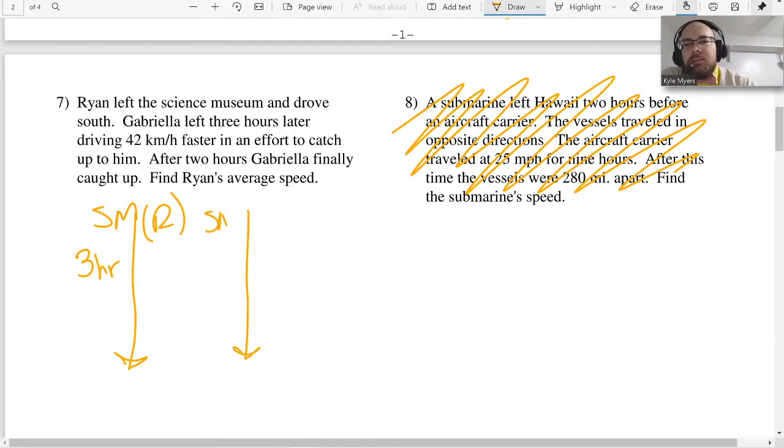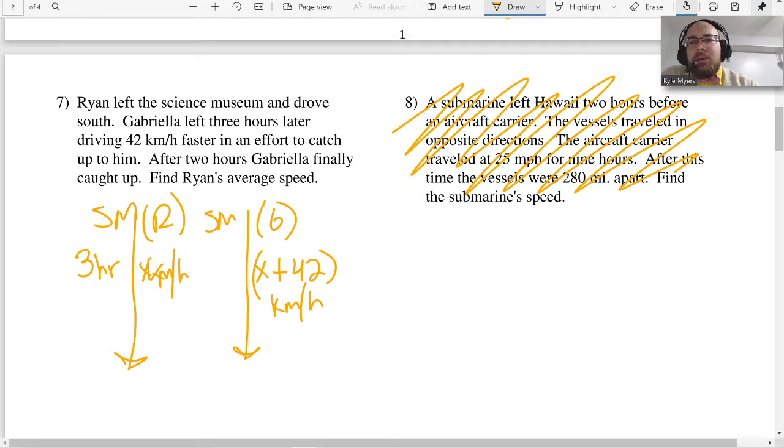So Science Museum, Gabby. Left 3 hours later, driving 42 kilometers per hour faster. Oh, okay. Ryan's speed is x kilometers per hour. And then Gabby's speed, it says that she's going 42 kilometers per hour faster than Ryan. Well, if Ryan's going x, then she must be going x plus 42 kilometers per hour.